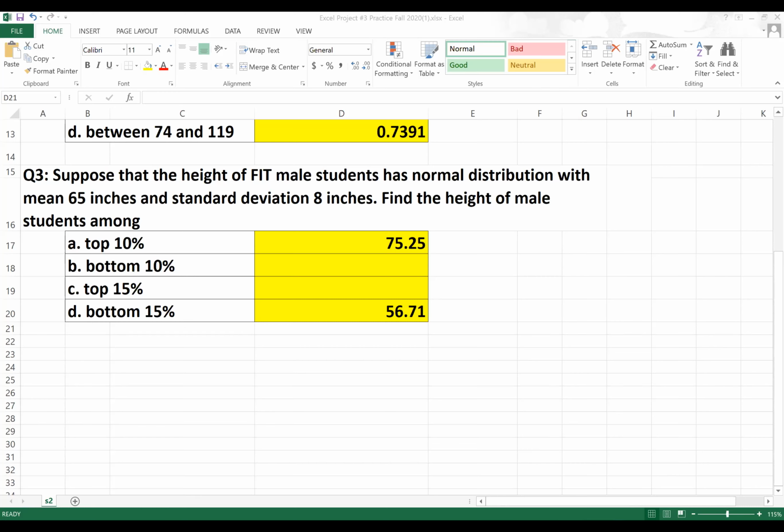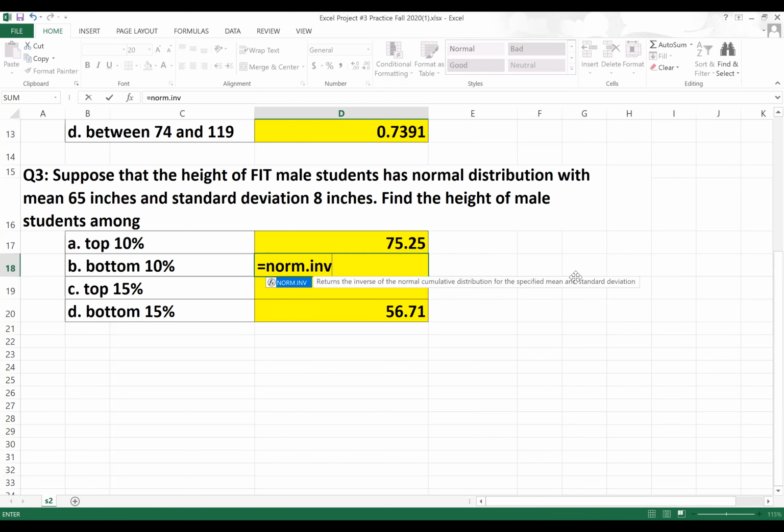All right, let's go over the solution, and then you can get started on Excel project number 4. Okay, so now bottom 10%. Again, bottom 10%, so we are getting the average to left directly. So the NORM.INV, the inverse of the normal distribution. So the area to the left is 10%, and then the mean is 65 and standard deviation is 8. Once you input properly, you should get a result right away.